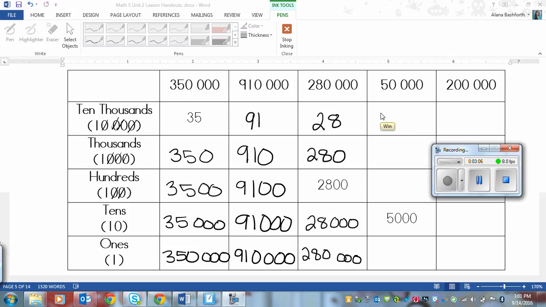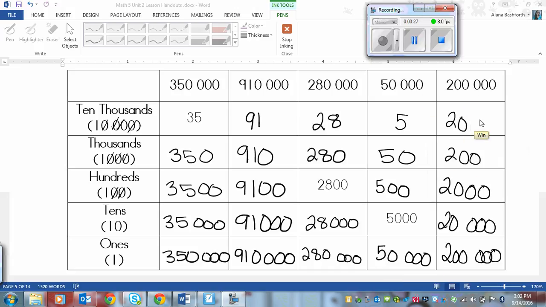Okay, so here's the first answer. We've got 28, 280. This one's already written, 2,800. This one is 28,000, and this one's 280,000. Next up, we've got 50,000. Okay, then we've got 5, 50, 500, 5,000, and 50,000. And the last one is 20, 200, 2,000, 20,000, and 200,000. You may notice that there's a pattern. Every time you go down, there's an extra zero.